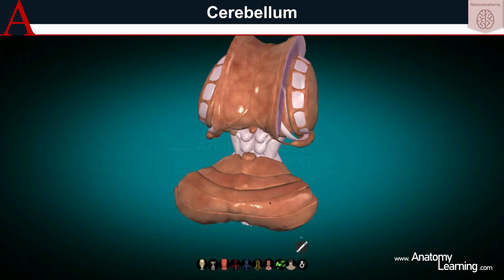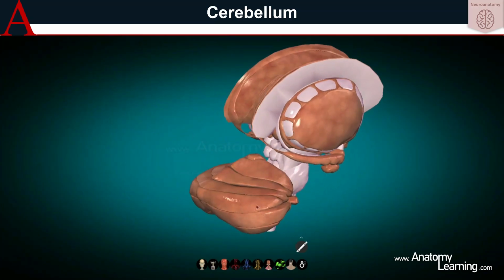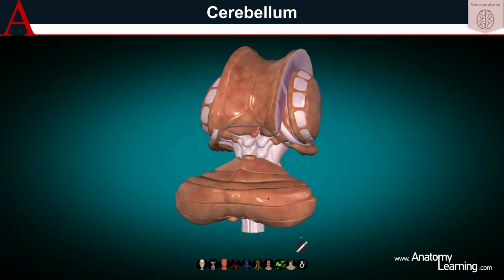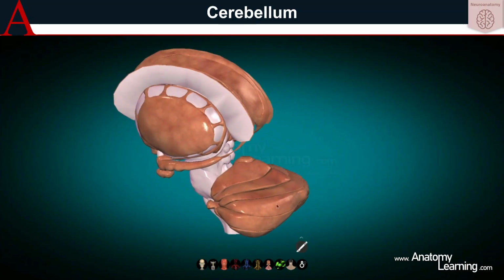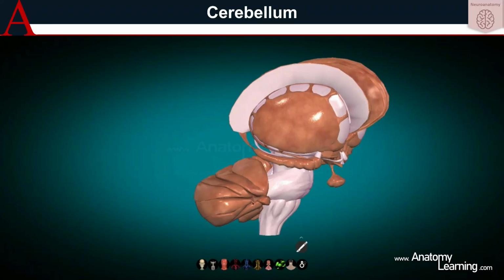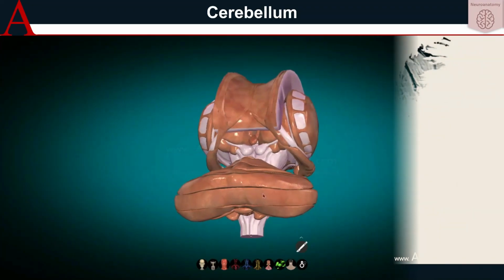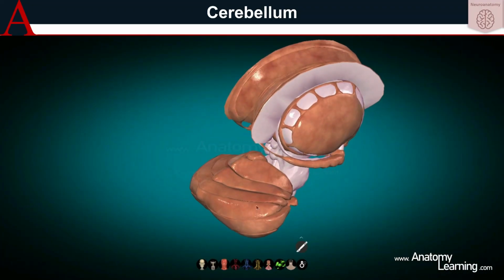Within each lobule, secondary fissures are found as well. They subdivide the lobule into laminae and lamellae, according to their depth. The laminae have deeper fissures, whereas the lamellae have more superficial ones.